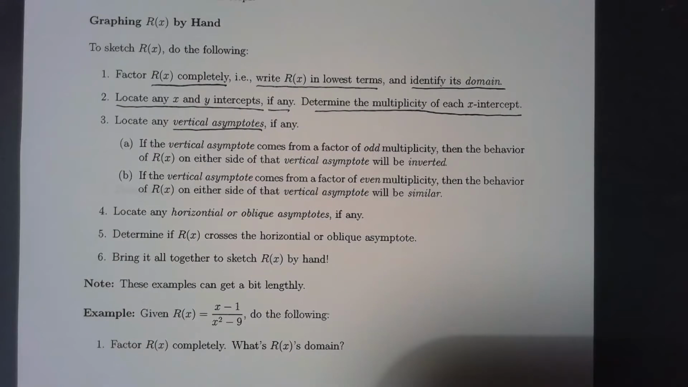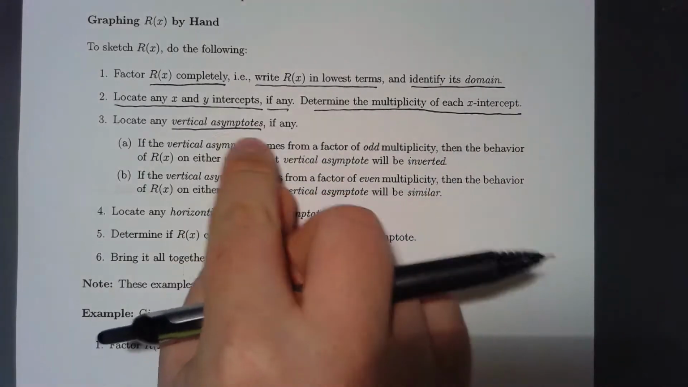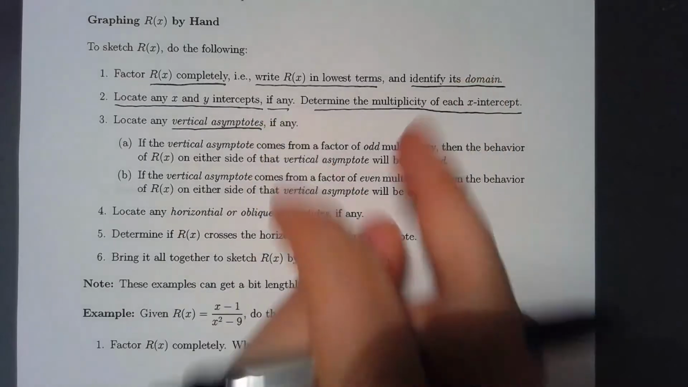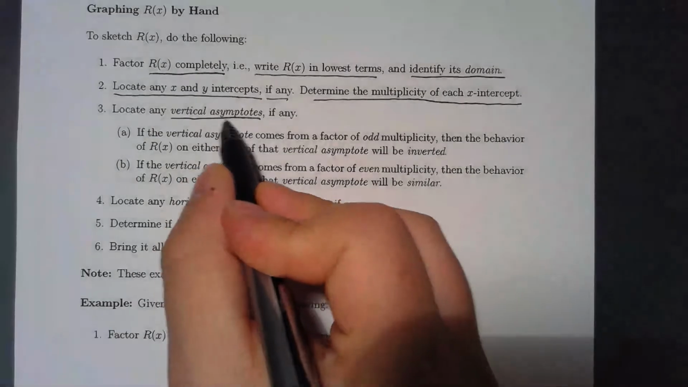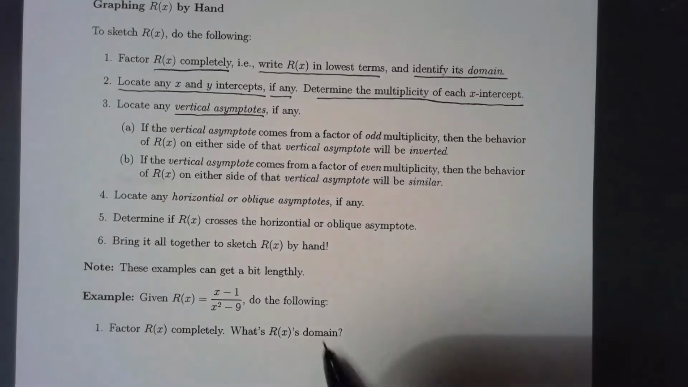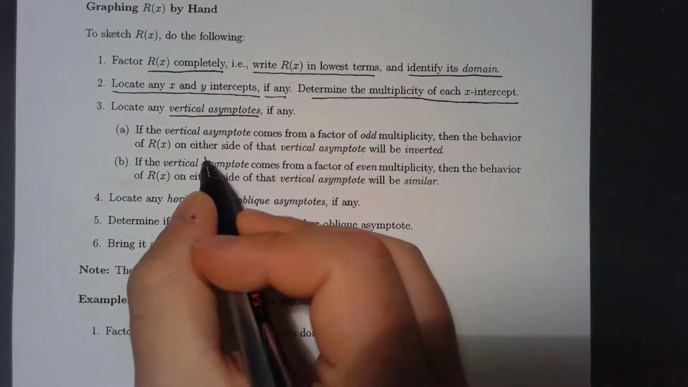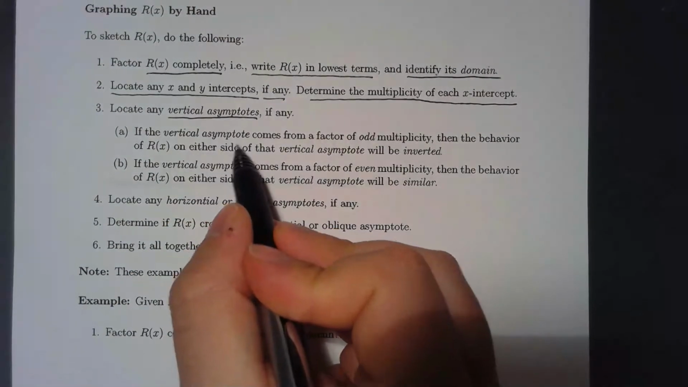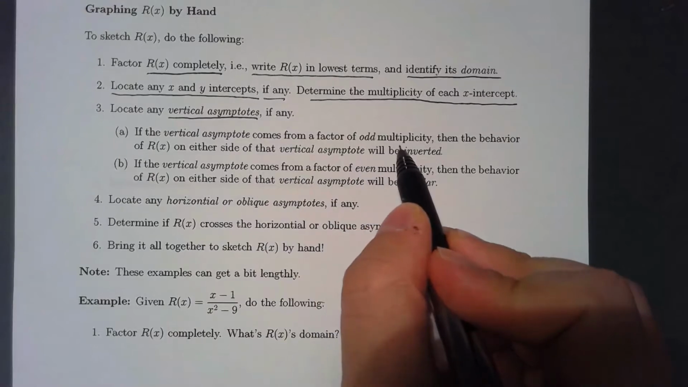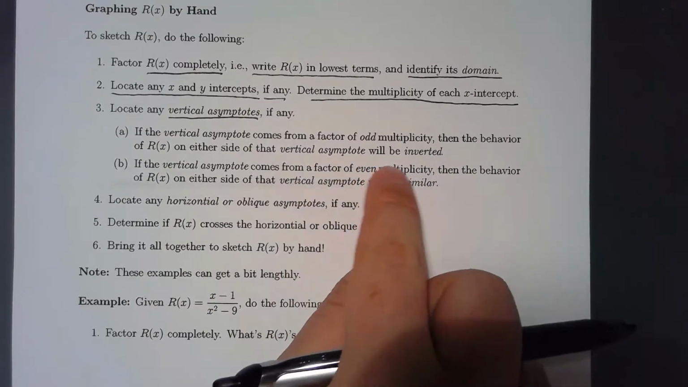Now, in addition to locating the vertical asymptotes, which, when you find the domain, basically you're looking for the vertical asymptotes at the same time. You're going to look at the multiplicity of the vertical asymptotes as well, because that's going to dictate what's going on with the rational function at the vertical asymptote. And you'll see what I mean when we look at examples. So you're either going to have one of two possibilities. If the vertical asymptote comes from a factor of odd multiplicity, then the behavior of the rational function on either side of that vertical asymptote will be inverted.